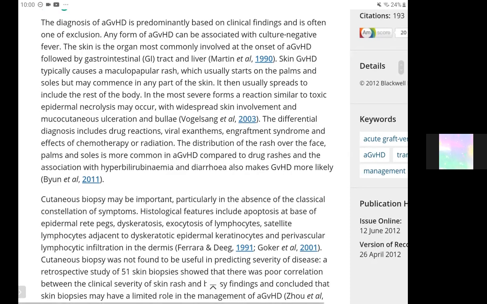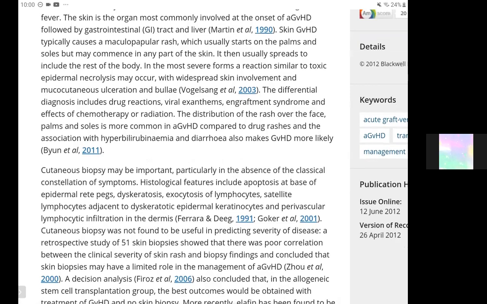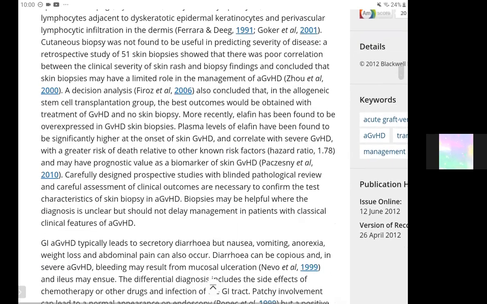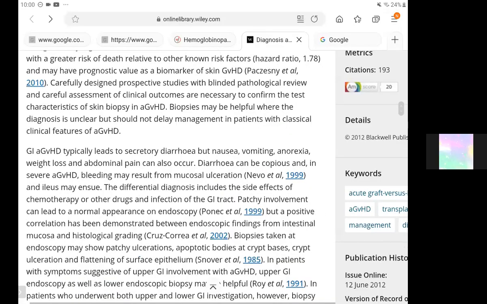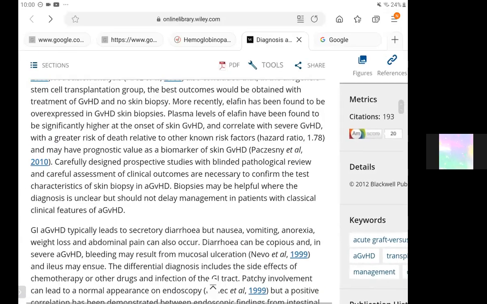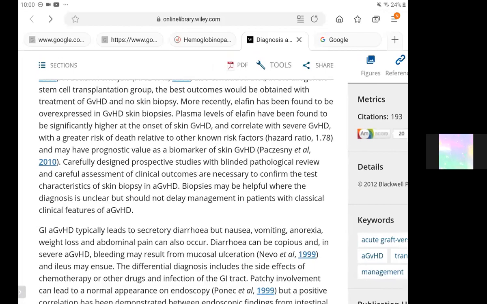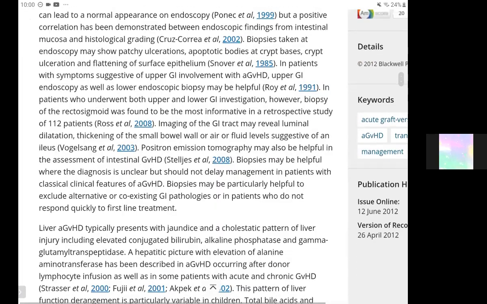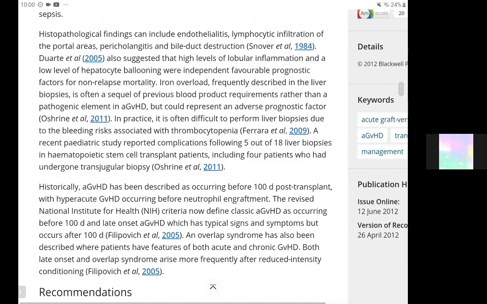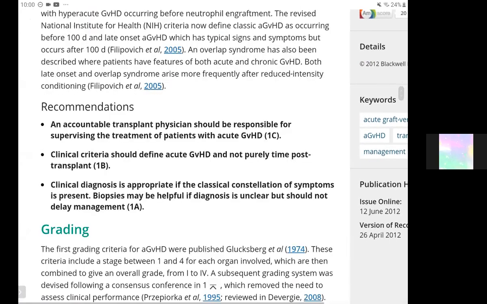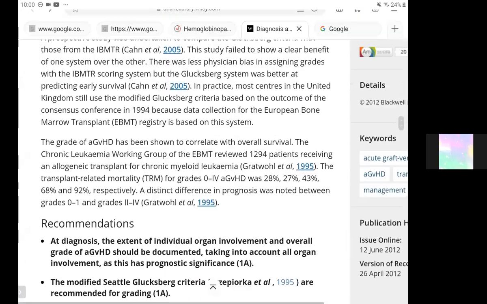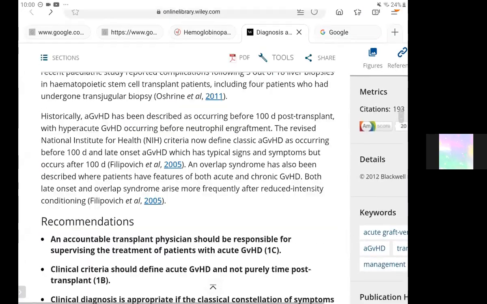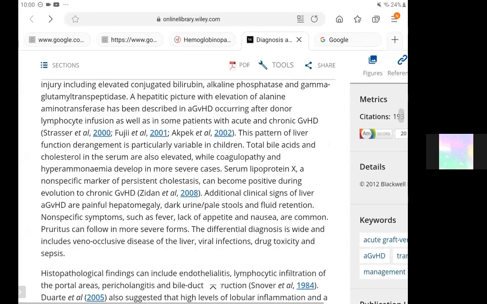And skin GVHD typically causes a maculopapular rash, which usually starts. We are going to start now first with the skin, basically the presentation, what are the clinical features for skin disease, and also what kind of differential they have. Then for GI, and then we'll go into the liver toxicity. And side by side, we'll be discussing some of the histopathological findings, and then the grading part of this. So this would be regarding the diagnosis, how we make the diagnosis for this.